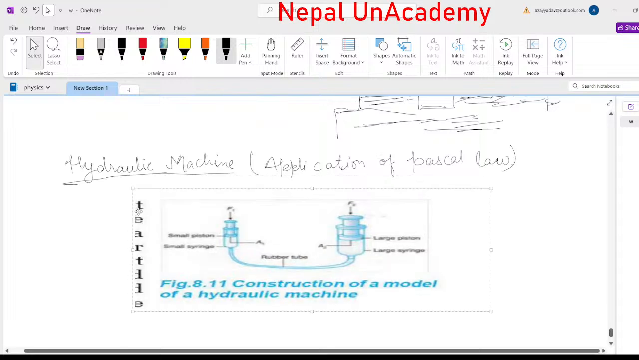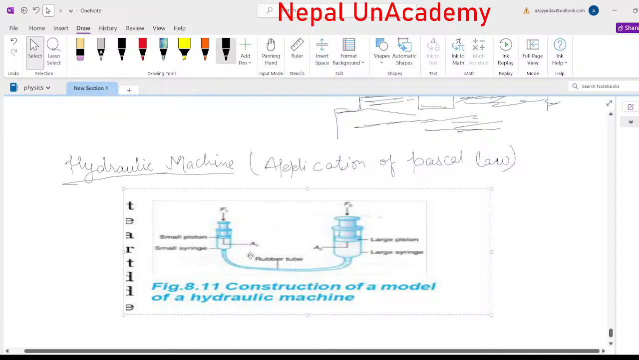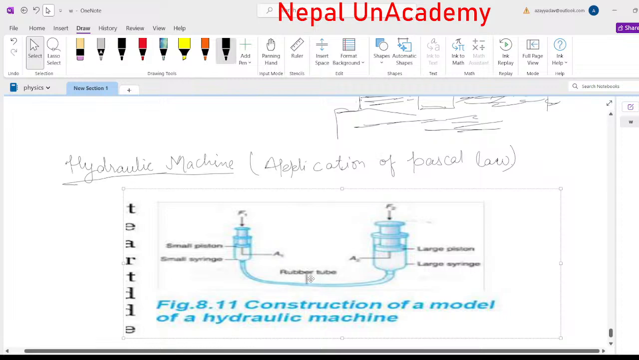So this is basically the two pipes. One is small, it is connected with the rubber tube, and we have a small piston and a small syringe. Also, we have a large piston of a bigger syringe, and it is connected with the rubber tube containing saline water. So pull the piston of a syringe and fill it with water.